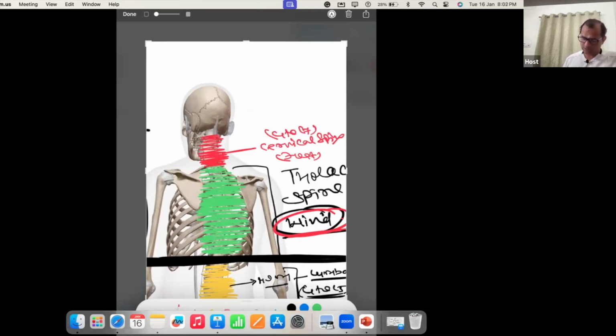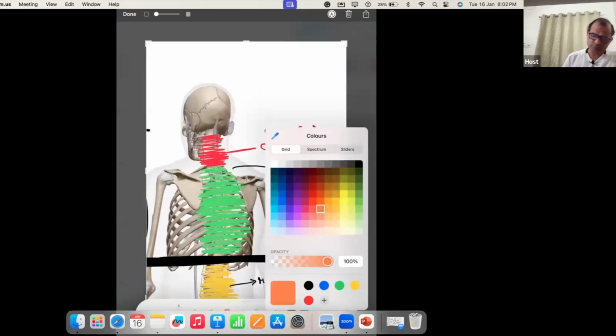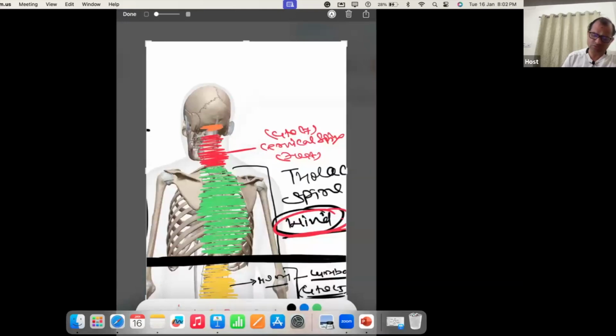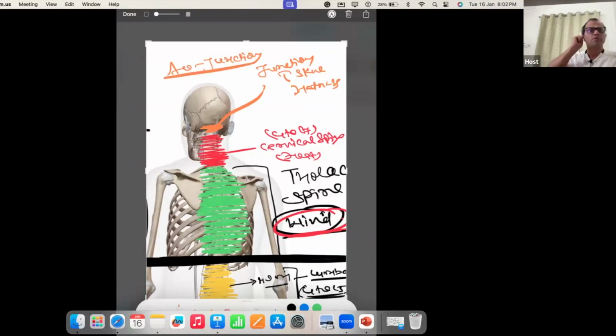And what is the hotness? Hotness means the junction. This junction with the skull. Junction with skull. That is hotness. That is called AO junction. A means the first cervical. The AO means atlanto-occipital junction.